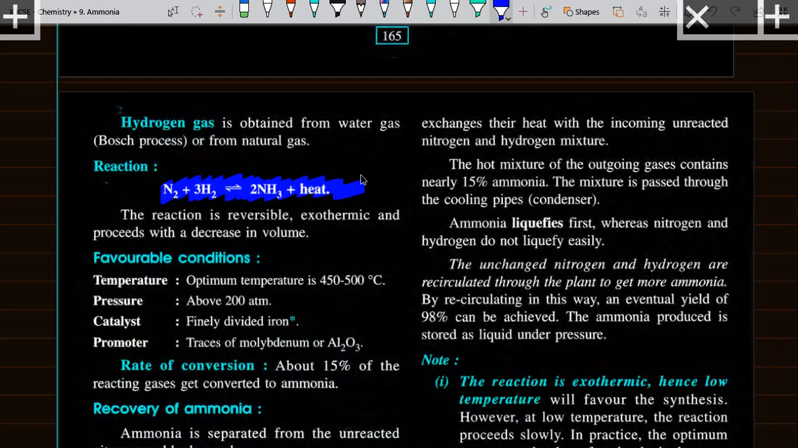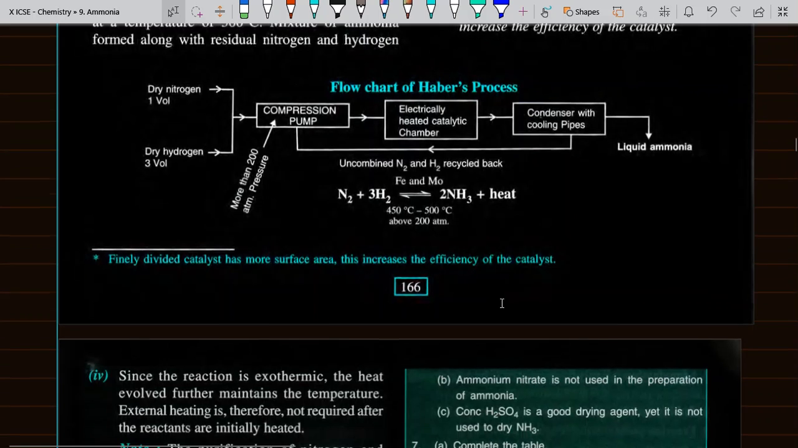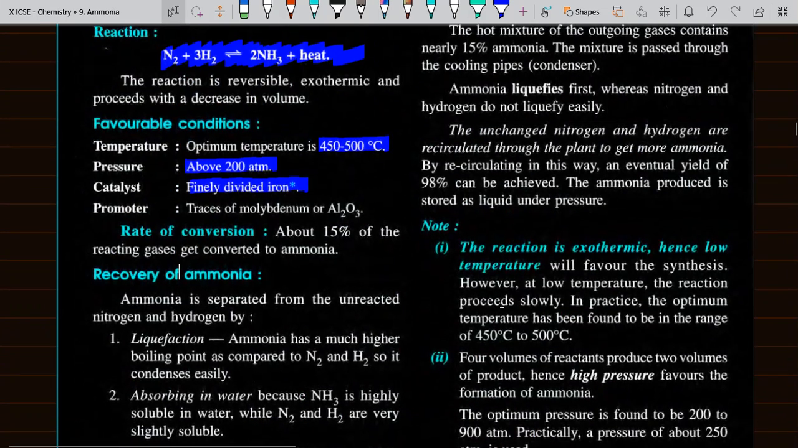This is a reversible reaction. The reaction is reversible, exothermic, and proceeds with a decrease in volume. Favorable conditions: optimum temperature is 400 to 500 degrees Celsius, 450 to 500, and pressure is above 200 atmosphere. Catalyst should be finely divided iron. There is a star here. Finely divided catalyst has more surface area, and this increases the efficiency of the catalyst.